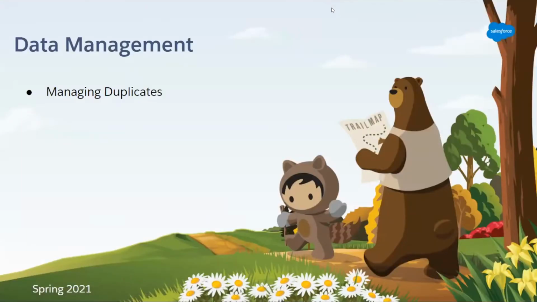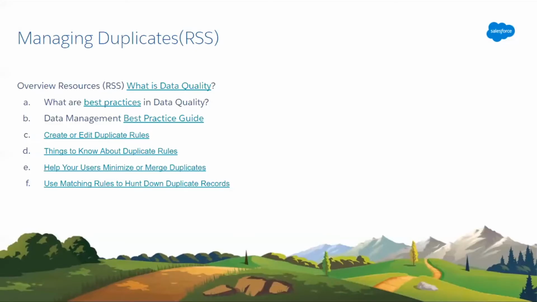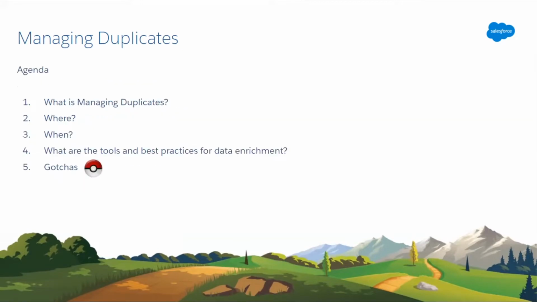So we're talking about managing duplicates. I just started with resources in the beginning. It's tied into data quality, some of the best practices, and if you wanted more information on minimizing and merging duplicates, here are some additional resources. So with managing duplicates, we're going to go over what is managing duplicates, where do you find them, when do you use them, and some of the tools. I've got some overlap with data enrichment. And then some of the gotchas and considerations.